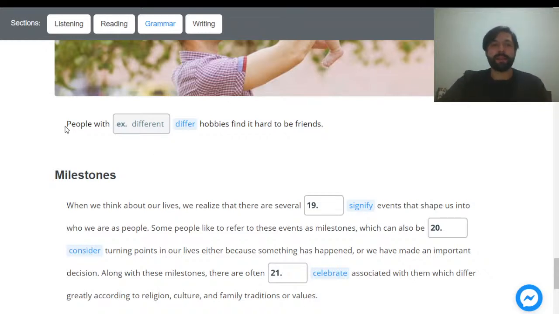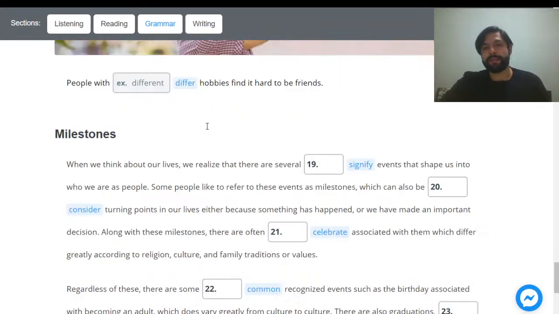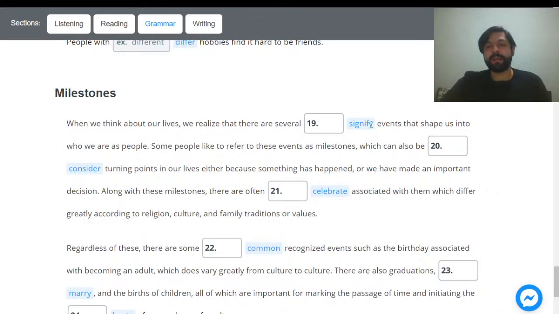For example, here is the verb differ, to differ, diferenciar, divergir. So people with the hobbies find it hard to be friends. Oh, so different hobbies. So here I need an adjective for hobbies. All right, what about here? The verb signify. So signify.